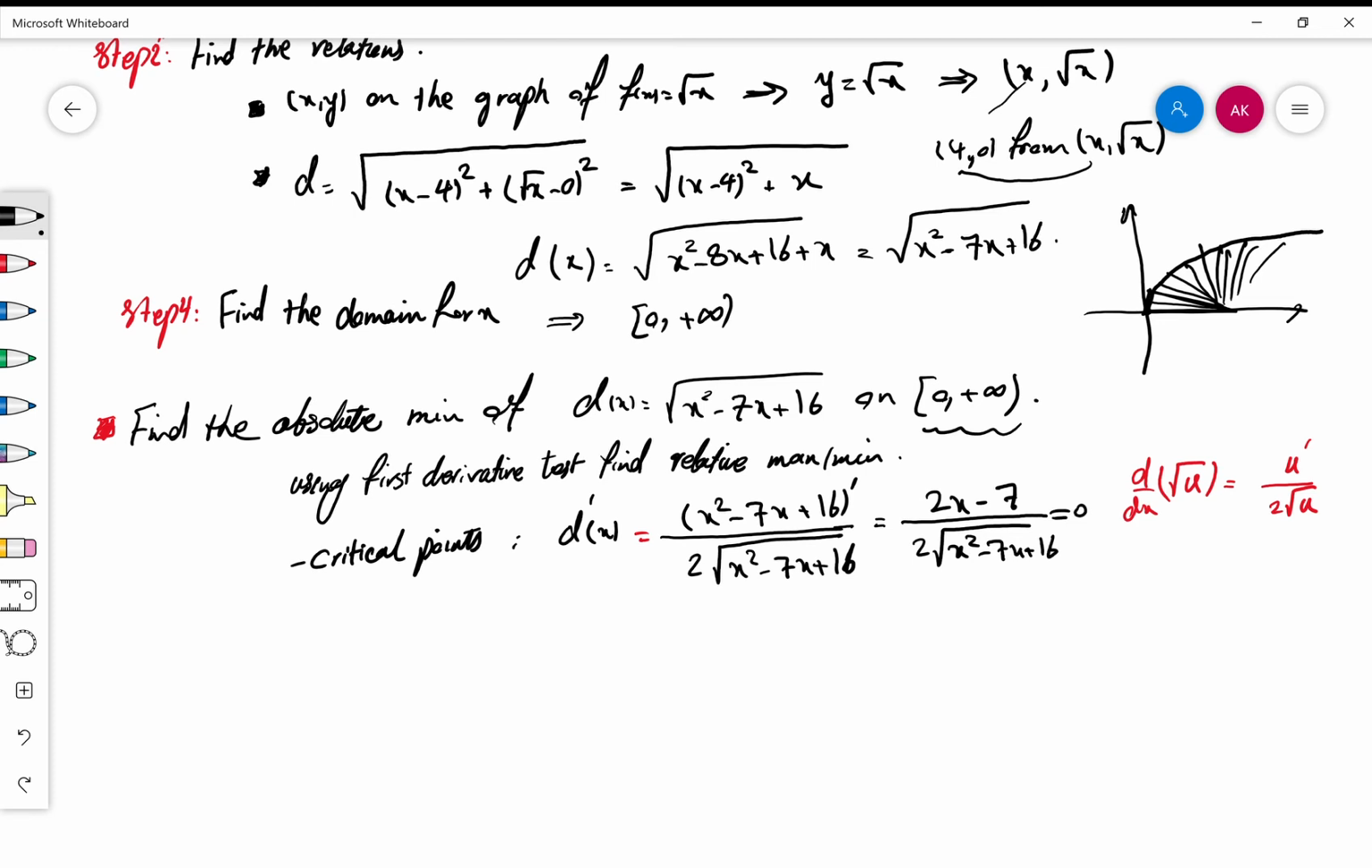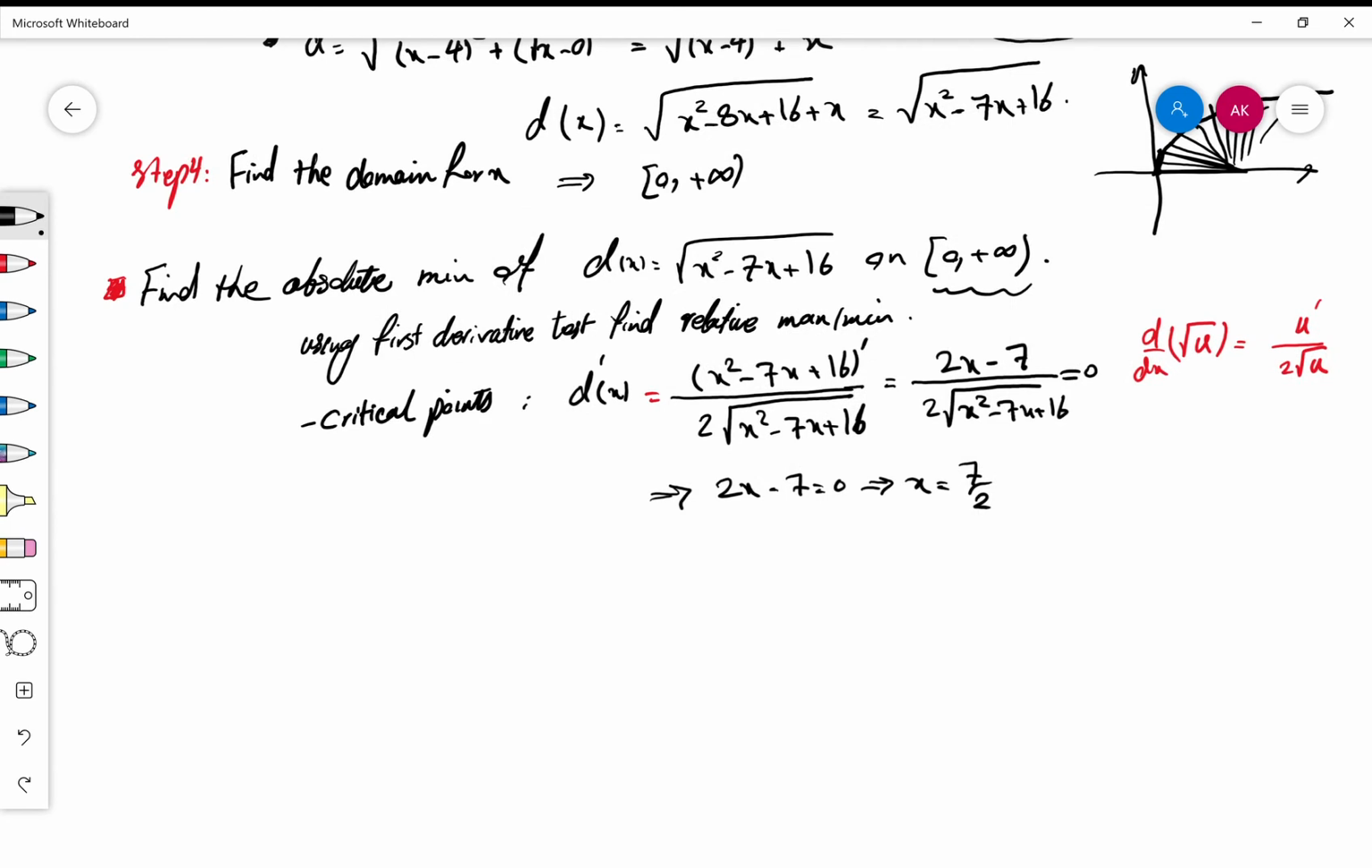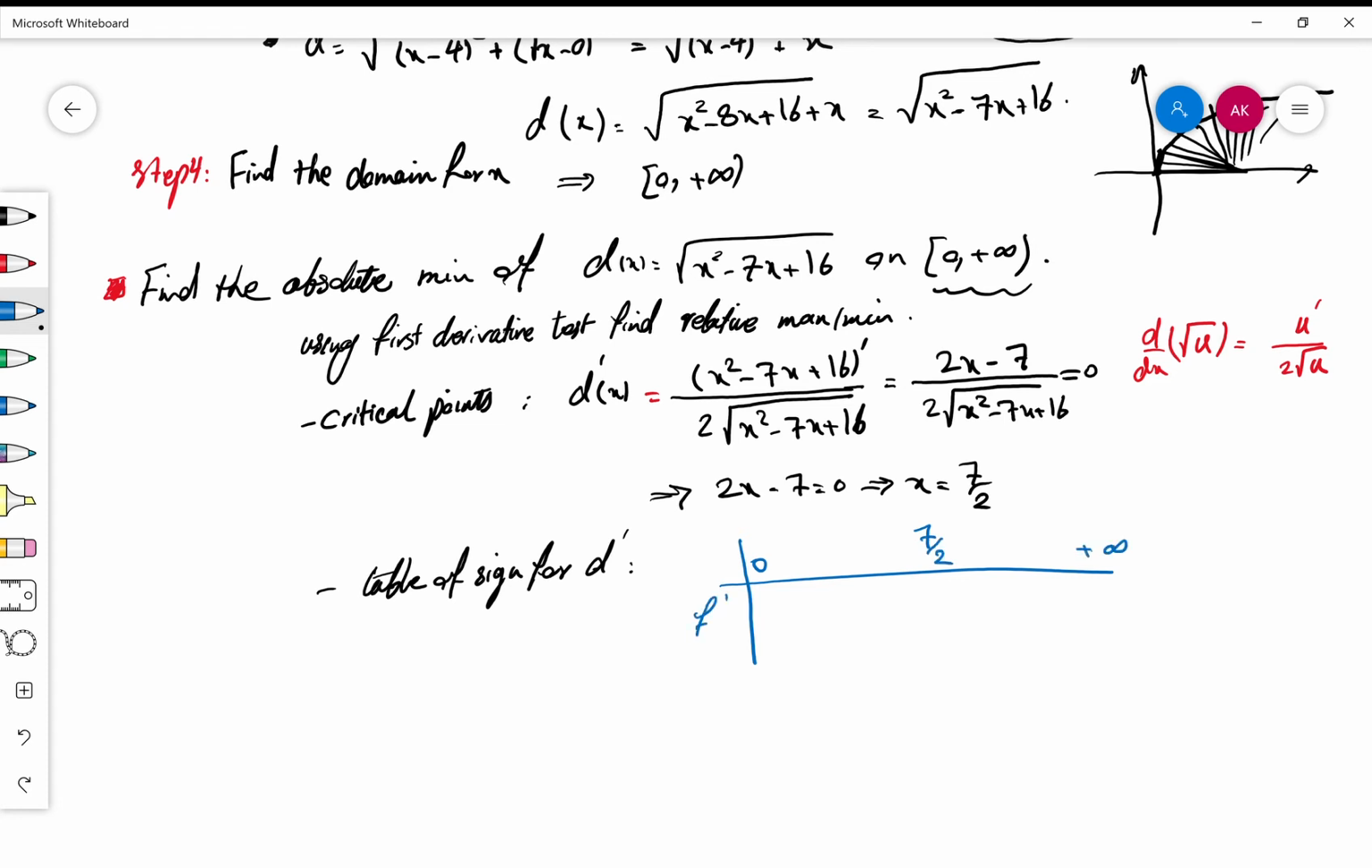We set it equal to 0. There is a fraction equal to 0. Right away, that means that the numerator needs to be equal to 0, and that means that x is equal to 7 over 2. Well, this is the only critical point. Well, let's go and draw the table of sign for d prime. So in this case, we have everything starting from 0 up to 7 over 2, then plus infinity.